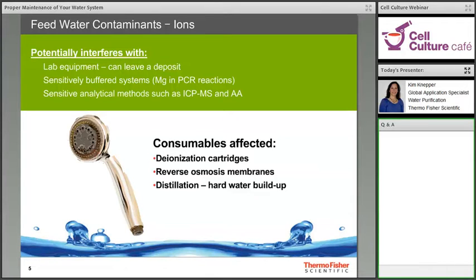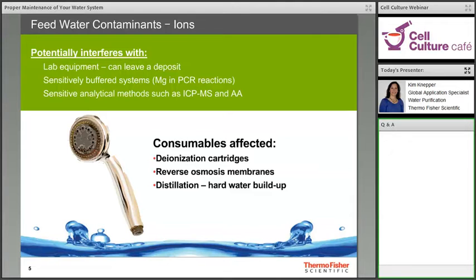Calcium, magnesium, and sodium all originate from the rock and the soil and the areas where the water passes through. Silica is another dissolved solid with a weak ionic charge, and that's commonly found in water, especially coming off of the regenerated service DI tanks. All of these ions can create a deposit on glassware or in equipment, and they can also interfere with sensitive buffers and trace analytical methods.